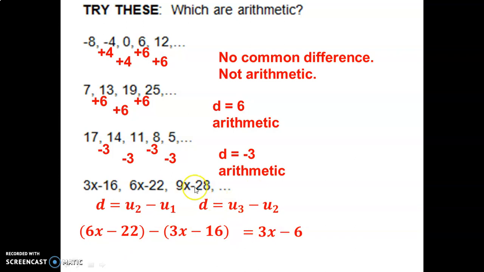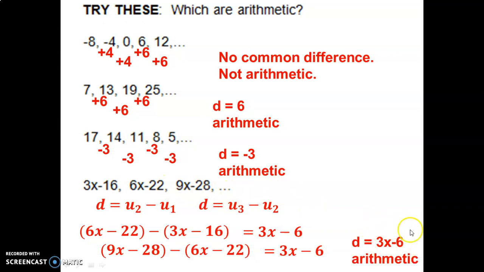Let's try that with u3 minus u2 as well. So 9x minus 28 minus 6x minus 22. That works out also to 3x minus 6. So the difference is common there. Maybe without calculating all that, you could have seen that also, because you can notice the x portion goes up by 3x, goes up by 3x, and the numerical portion goes down 6, and then goes down 6 again. So you could have seen the 3x minus 6 just by looking at it that way. So it is arithmetic, and the d value is this.